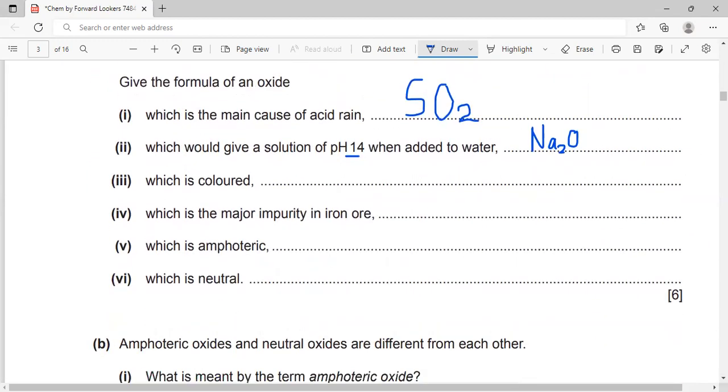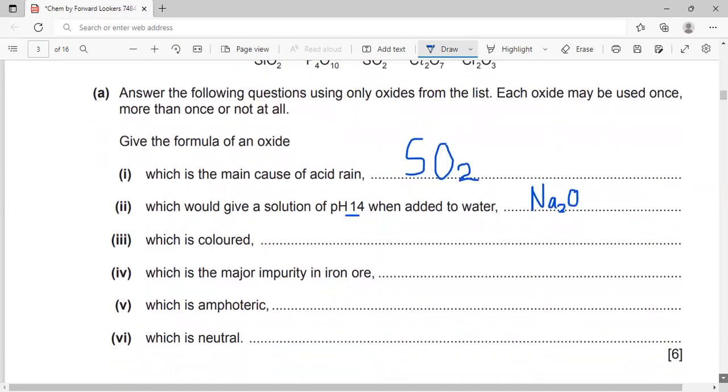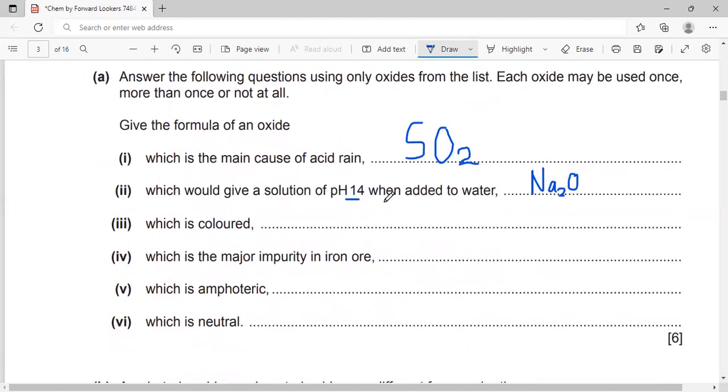Which one is colored? Which one of these is colored? It will be chromium(III) oxide, which is normally found as a pigment, in case you had no idea about it. Chromium(III) oxide is normally used as a pigment.